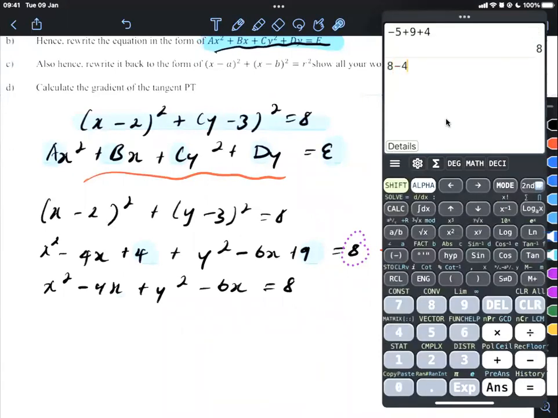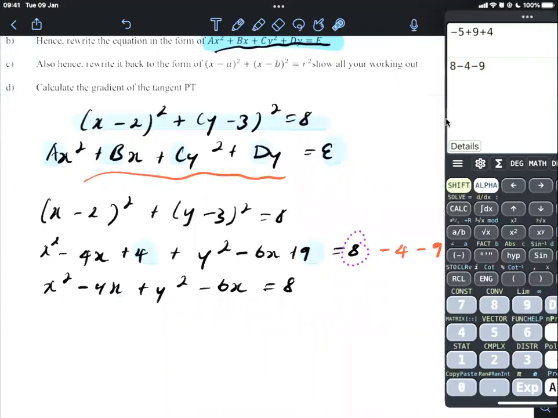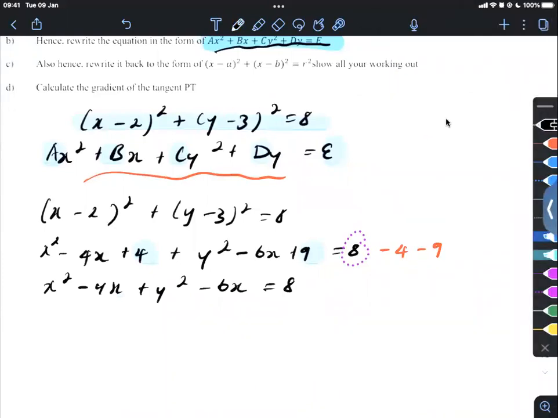So 8 minus 4 minus 9, that's going to be a minus 5. Remember, the minus 5 there is not a radius. 8 is a radius squared, but the minus 5 is just some constant number. And when we complete the square, we should be getting the actual radius. So here, I'm just going to put a minus 5 instead of an 8.